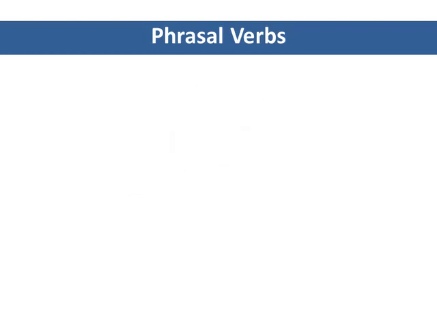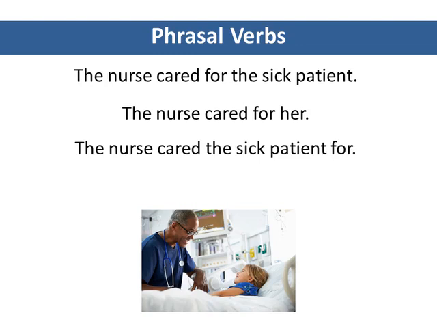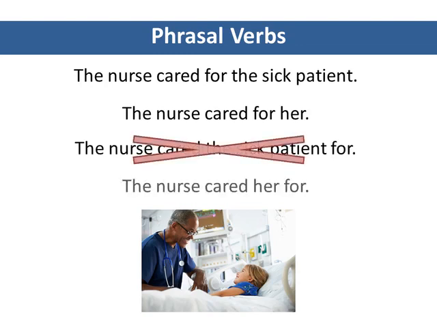Some transitive phrasal verbs are inseparable. This means that the verb and the particle cannot be separated. The object never comes between them. One example of this kind of phrasal verb is care for. It means to take care of someone or something. We can say, the nurse cared for the sick patient. Even when we use pronouns, they need to go after the particle, as in, the nurse cared for her. We never say this or that.